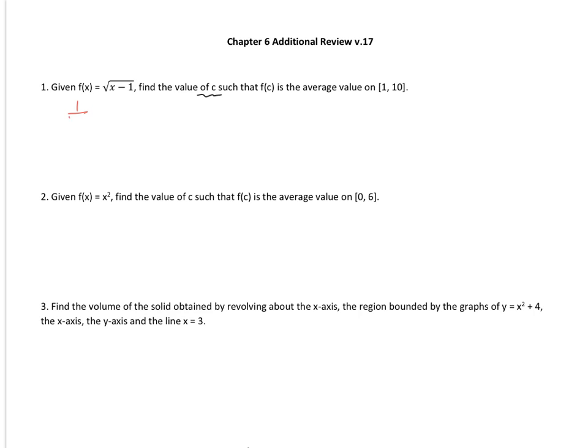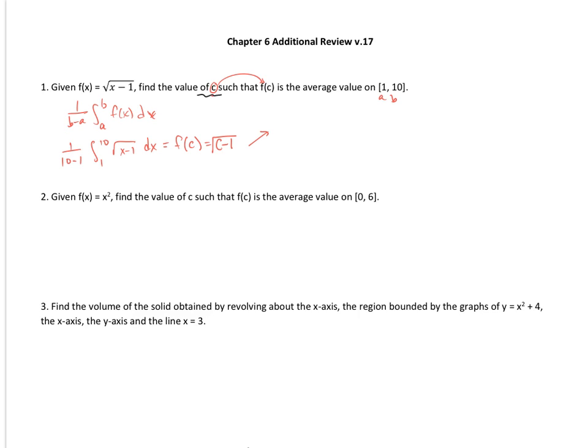We know the average value is 1 over b minus a, the integral from a to b of f of x dx, which is our function. In this case, our function is f of x equals the square root of x minus 1, and our interval from a to b is 1 to 10. So 1 over 10 minus 1, the integral from 1 to 10 of the square root of x minus 1 dx. Now, we need to find this value c in f of c, which means this has to equal our f of c. That's how we set these up, and our f of c is just going to be the square root of c minus 1 when we plug c into our f of x equation. So I'm trying to find this value c that will be the average value here.